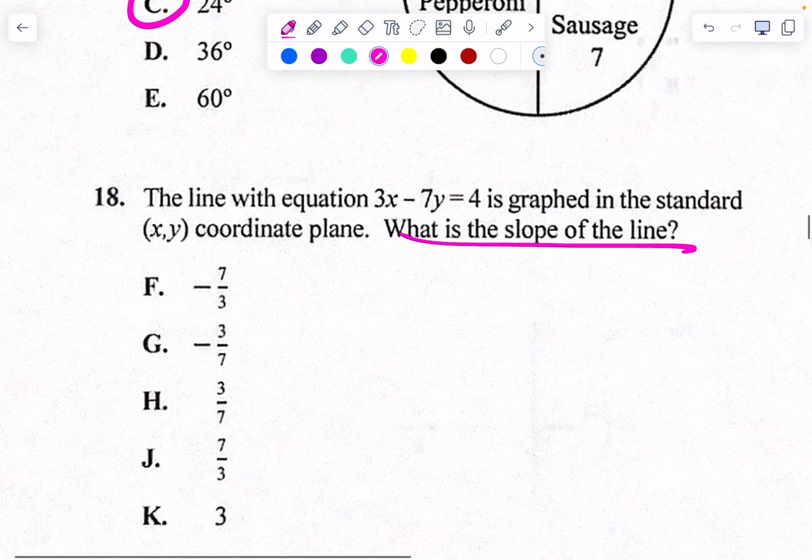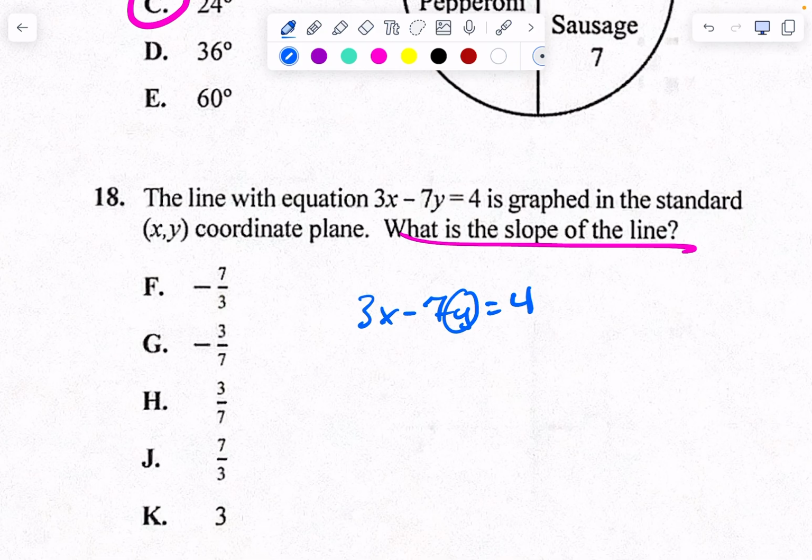The line is graphed with the standard xy coordinate plane. What's the slope of the line? Oh, you know how to do this. What do we do first? 3x minus 7y equals 4. I want to find the slope. I've got to solve for y. I've got to get y by itself. So it's in mx plus b form, right?